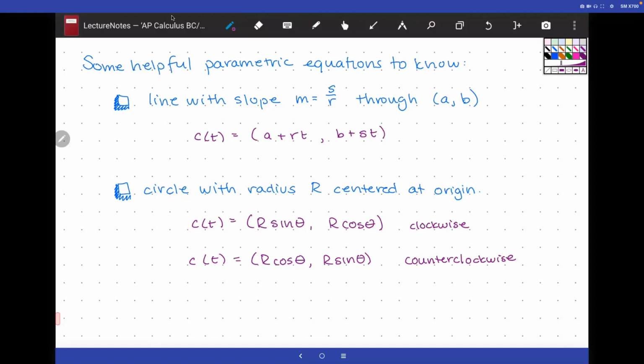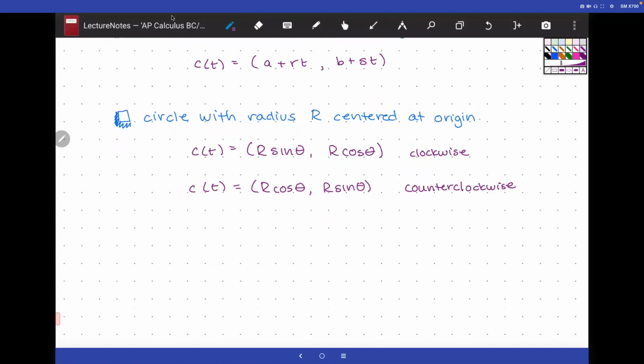They actually, when theta starts at 0, start in different points too, but if we don't consider a starting point for theta, theta can be all real numbers. It's strictly just the direction. And then finally, if we move the center off the origin, a circle with radius r, this time centered at (A, B).